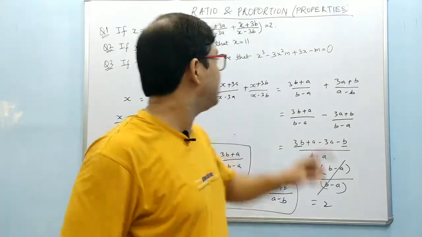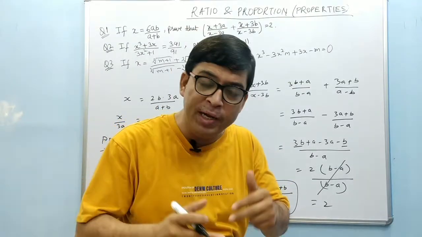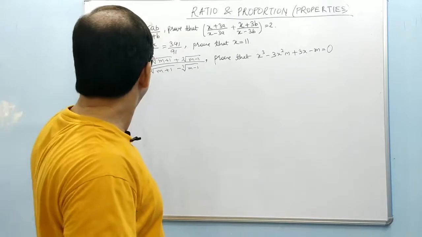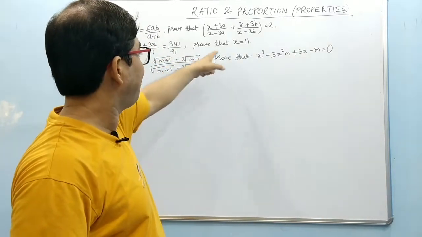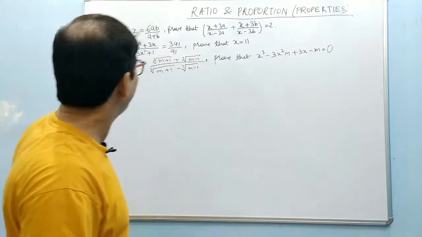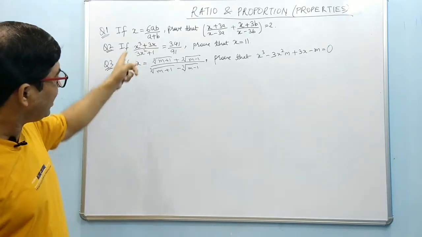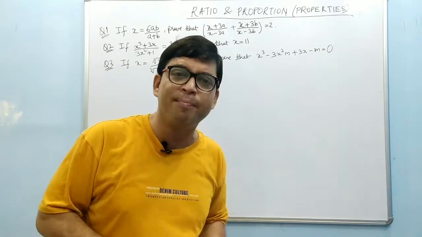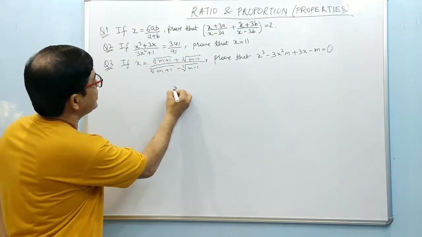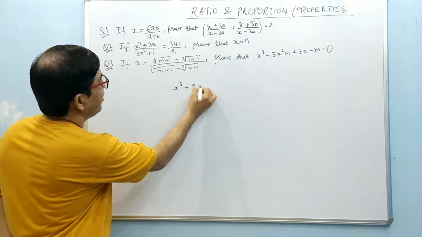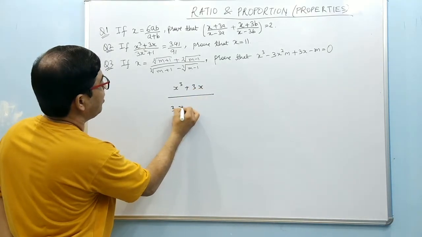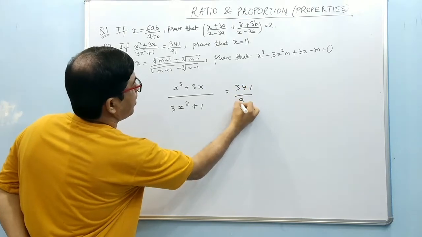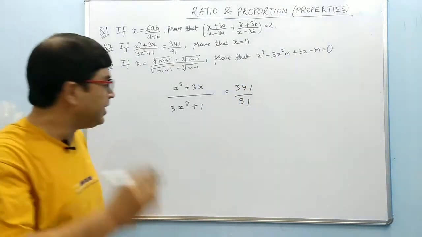So wherever you see it in that fashion, be tempted to apply C and D. Now see in question number 2, if this is equal to that, prove x is equal to 11. We have to prove this. So if we go for a little bit of manipulation of this thing, it will be in perfect form. What is it? This is x cube plus 3x divided by 3x square plus 1 is equal to 341 by 91. We apply C and D.